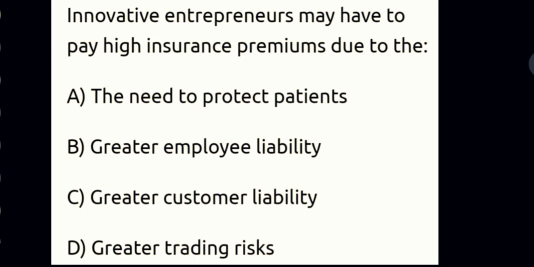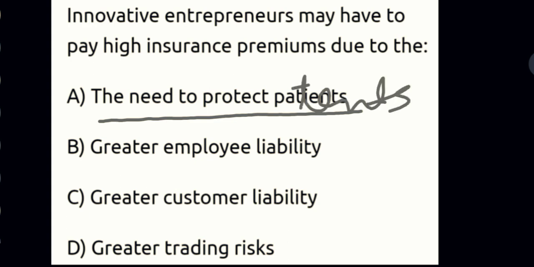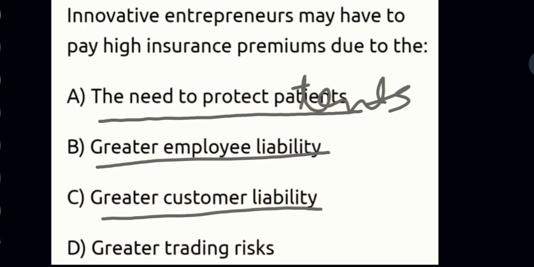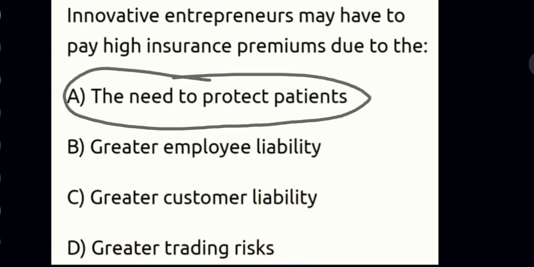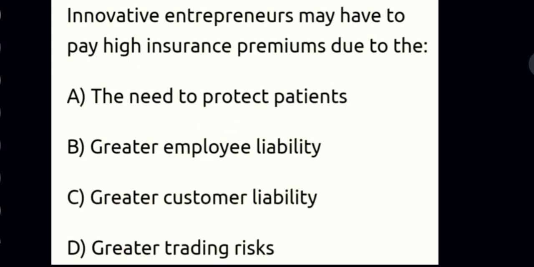Another question that was asked was innovative entrepreneurs may have to pay high insurance premium due to. The first option was the need to protect patents. It is here patents, so it is written as patients. B part was greater employee liability. Third one was greater customer liability, and fourth one was greater trading risk. The correct option to this question is the first one.